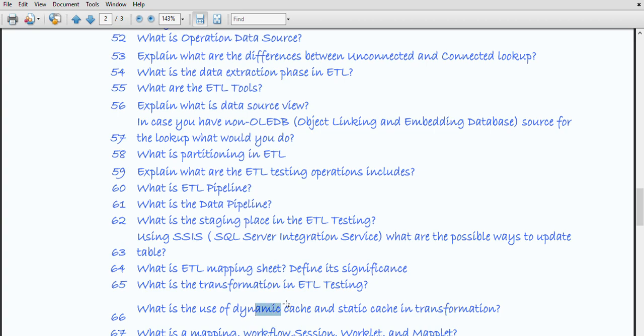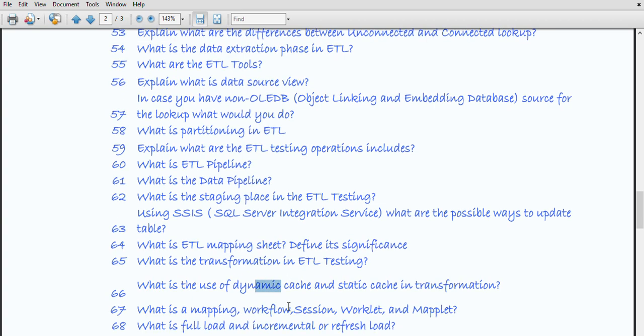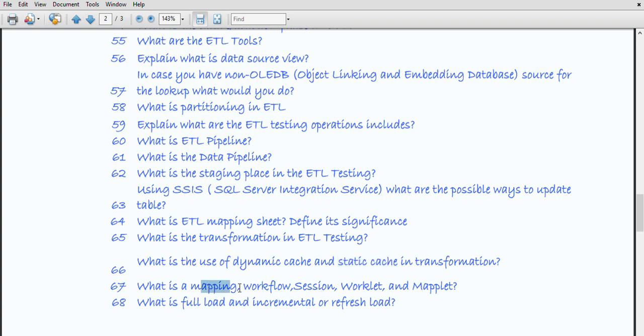Then the next is, what is the use of dynamic cache and static cache? Basically, dynamic cache is used to update the dimension or master table slowly, and static cache is used with the flat file.